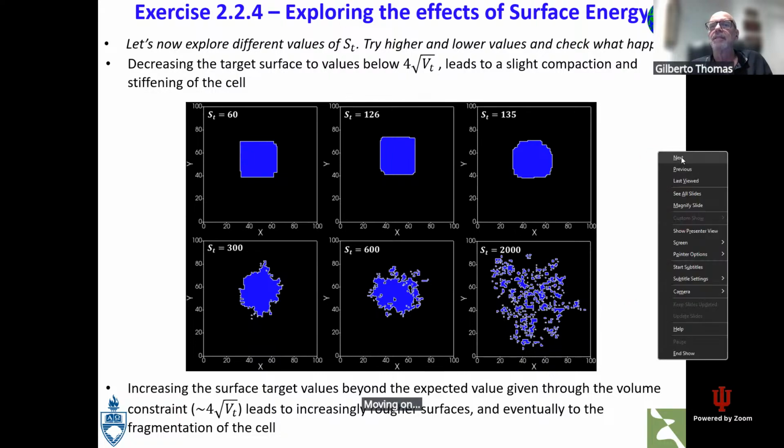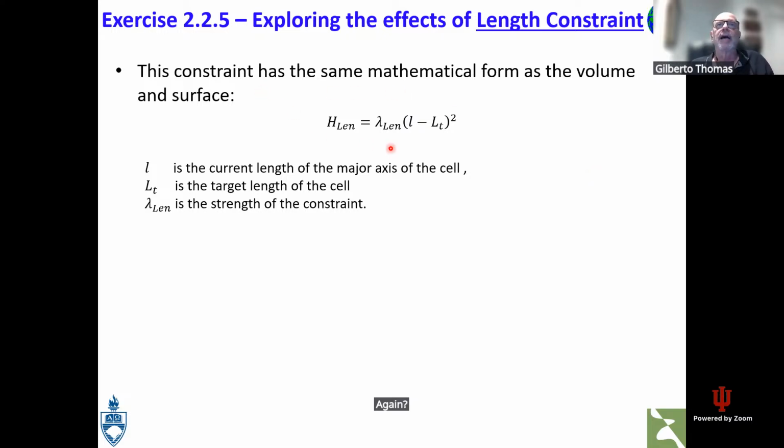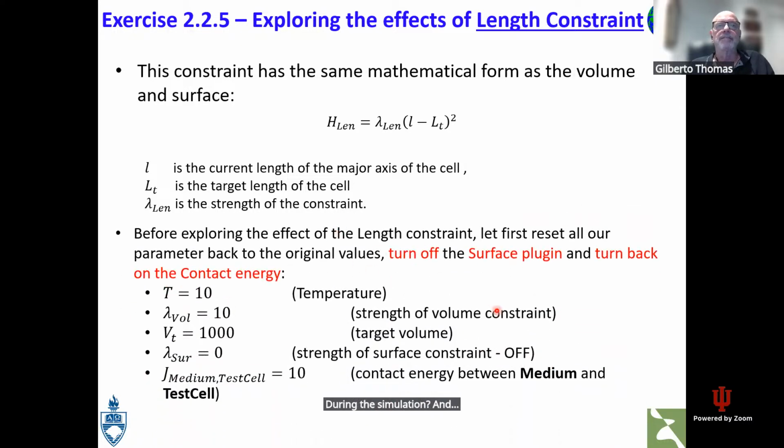Moving on. Finally, let's see the effect of the length constraint. Again, we have the same kind of expression for the energy term: a lambda factor times the square of the change in the length. We have a target length and the actual length during the simulation. And let's reset the simulation again.